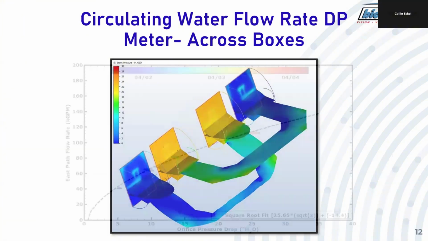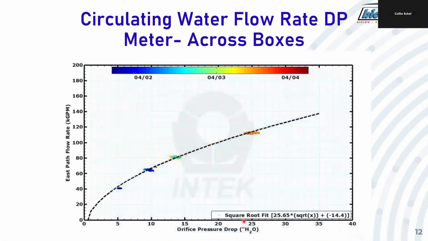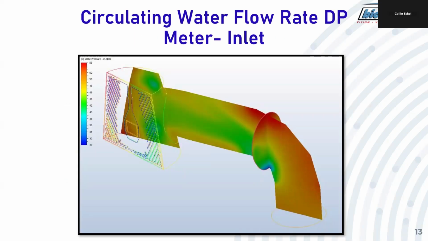And here it is compared to the total test flow that we did. And you can see our high flow rate was measured at 25 inches, so good agreement with the model. This last example is a more challenging situation. This particular unit had a ball cleaning system installed on the outlet of the condenser. So therefore we could not install our DP meters on the outlet side, which is the preferred location.